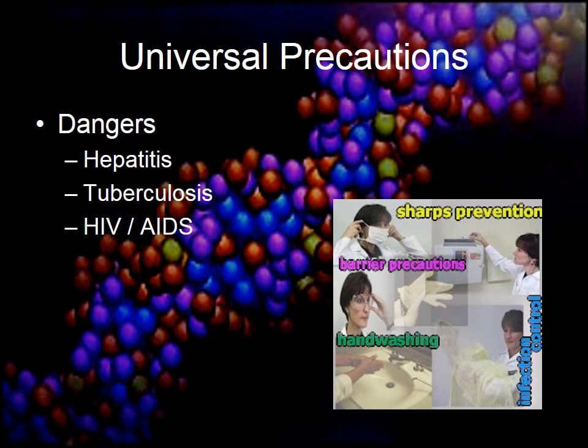Many pathogens are passed along through blood, so we have to use universal precautions, which we referred to earlier in the course, using barrier protections, hand washing, using gloves, and things of that nature. Some of the dangers include hepatitis or the spread of tuberculosis or TB, and obviously HIV and AIDS can be passed through blood.